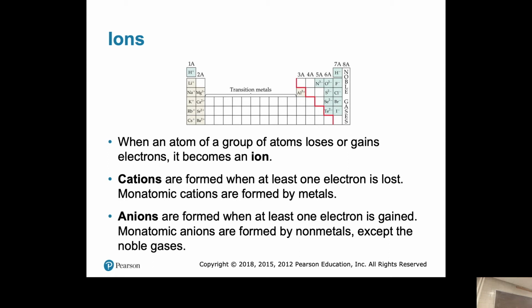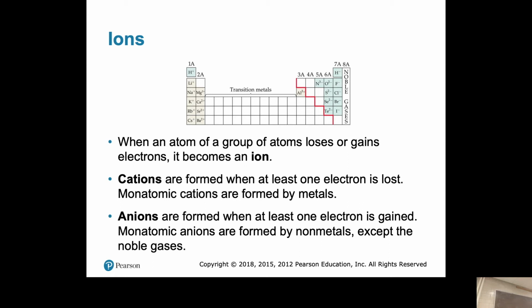So everything over here, all the nonmetals, are going to be what? Negatively charged. Why are they always negatively charged? It's because they always have to gain an electron. Does that make sense? And so since they're always gaining an electron or 2 electrons or 3 electrons, they're going to be a negative charge.